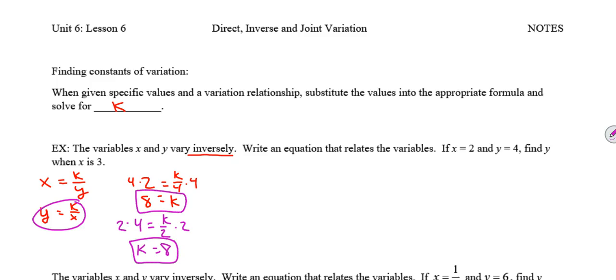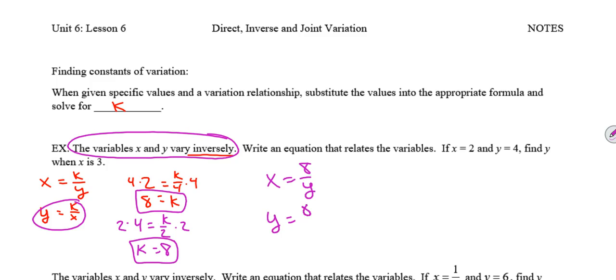So you may sometimes see the expression for inverse variation this way, and don't let that trip you up. It doesn't matter if it's inverse variation as long as there's nothing else going on, right? If it varies directly with something and then inversely, it won't be written this way. This would be the only time you see it like this, and then it doesn't matter which one you put first. All right? So once you find k, you could write x equals 8 over y, or you could say y equals 8 over x, because it's the same thing.